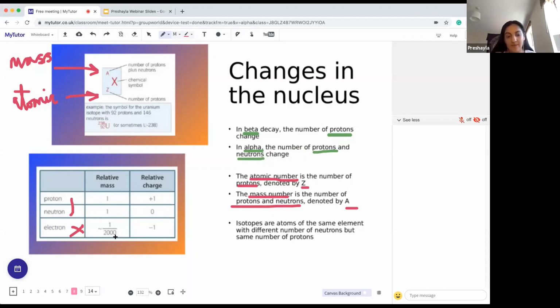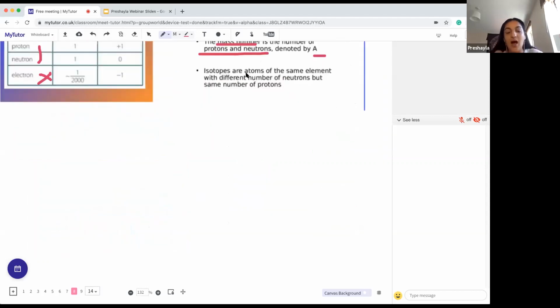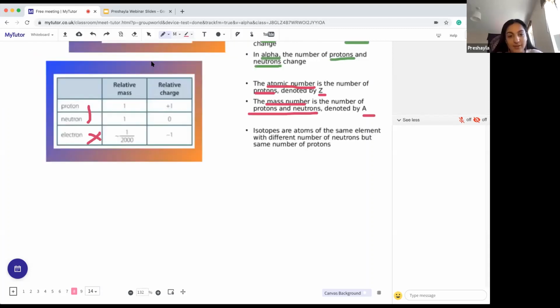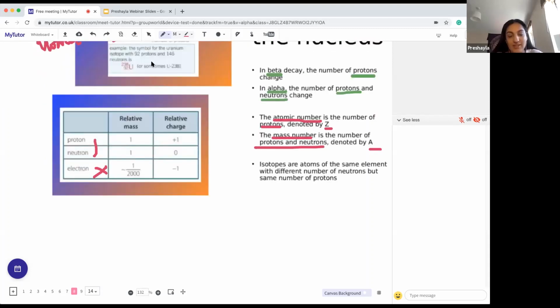Now, there's another key term that we need to know, and it's this idea of an isotope. Isotopes are atoms of the same element with a different number of neutrons and the same number of protons. This can be confusing, so let's go through it in a bit more detail. Isotopes are the same element. So an isotope of one element is the same element, but a little bit different.